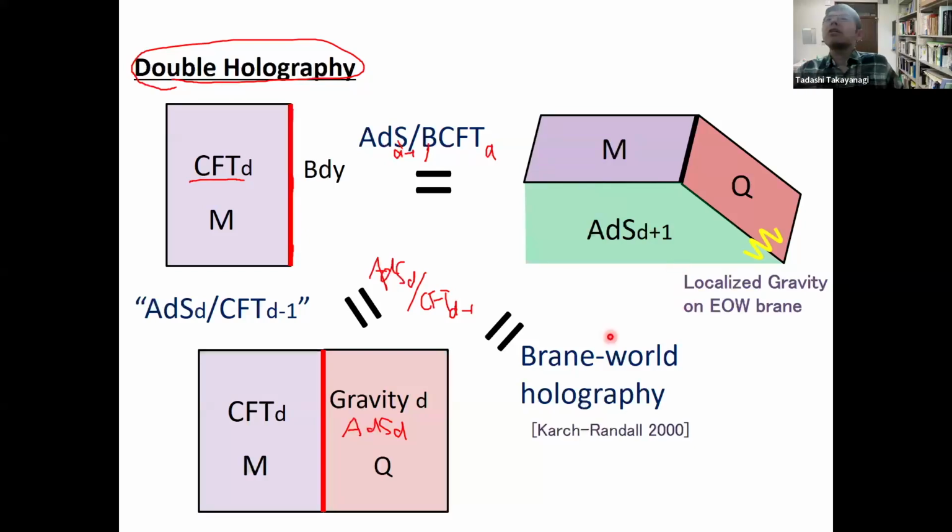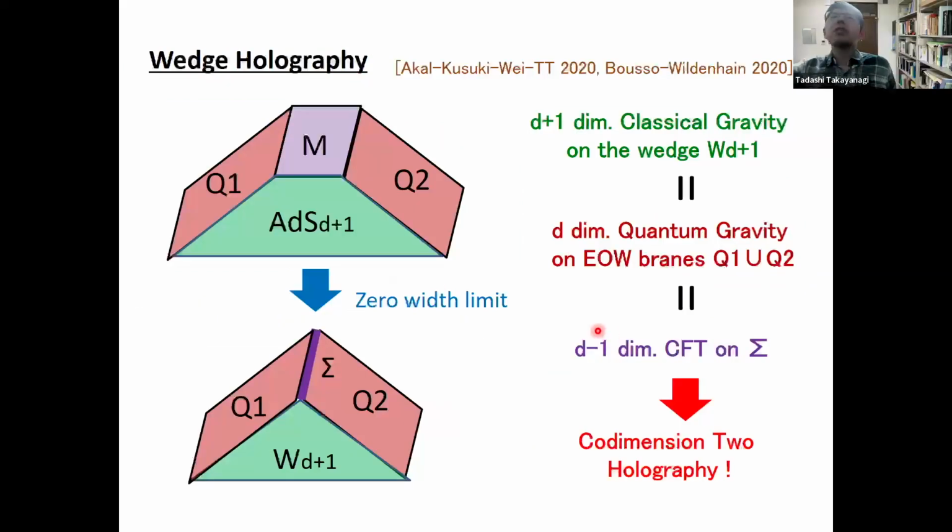Okay, so another application of this double holography is wedge holography. You can imagine this kind of double end of the world plane setup. This is usually BCFT, but with a double end of the world plane. So the claim is that this AdS spacetime green region is equivalent to gravity on M coupled to gravity on Q1, Q2, but that's also equivalent to a CFT living on M.